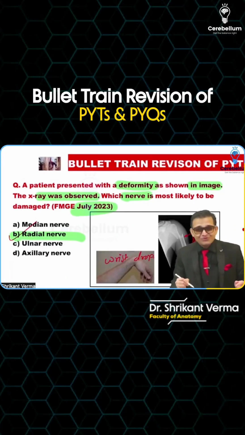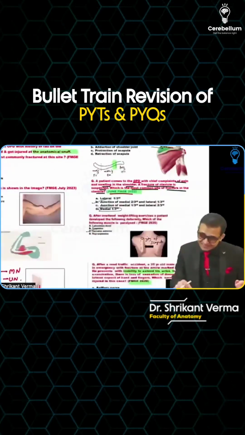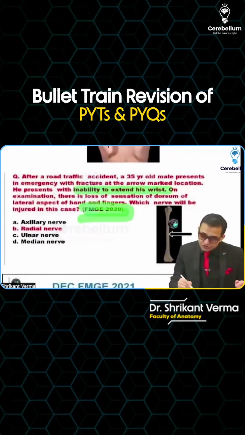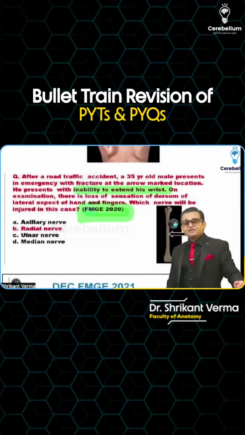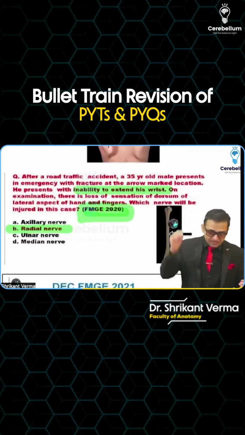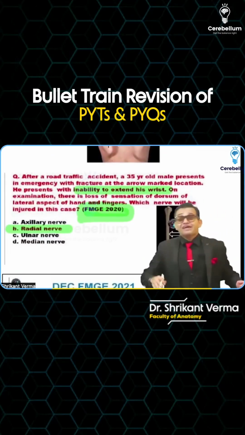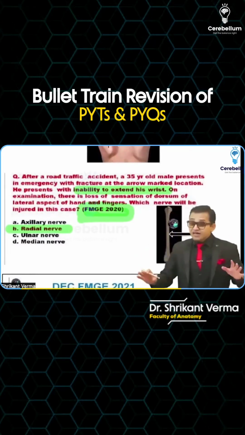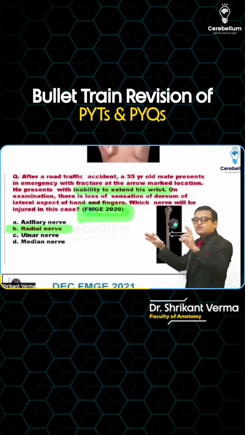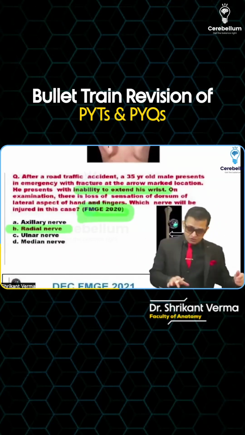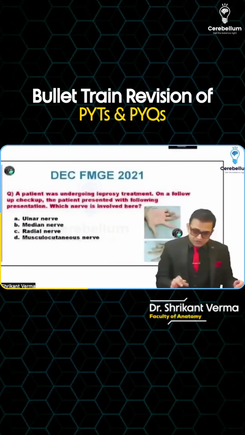2023. Beautiful analysis. Yes, sir. This is your FMG 2020. Same question, a little different way. Answer is again radial nerve. Agree, everyone? Same things are asked in your INICET and NEET PG with a little more twisting, no? Okay, sir. So, can you observe again?